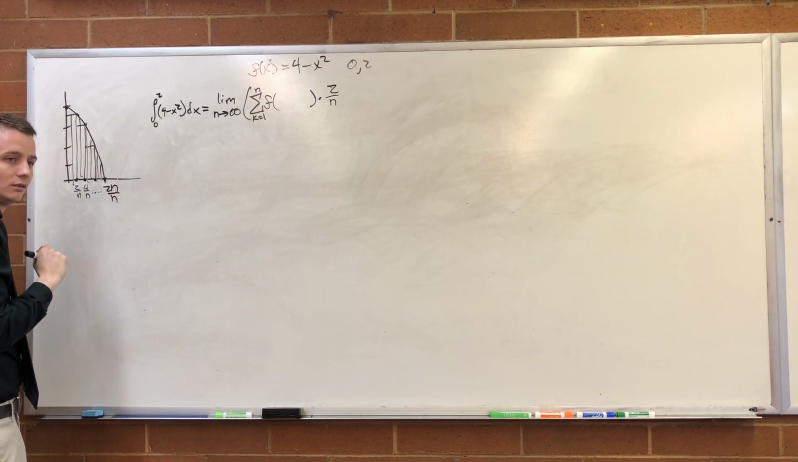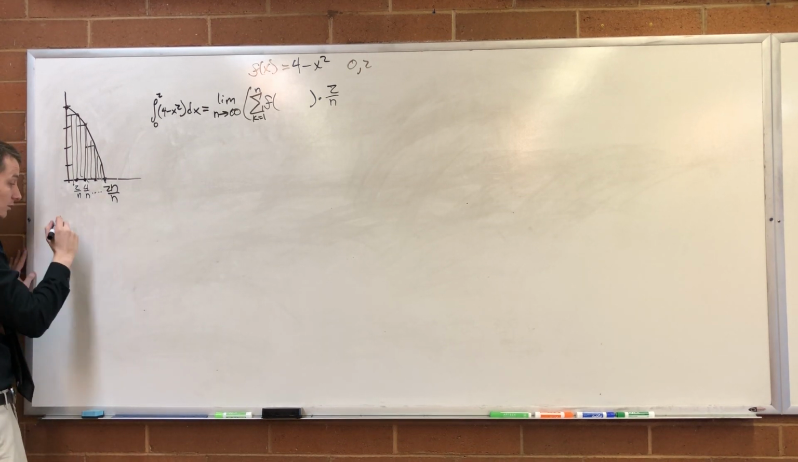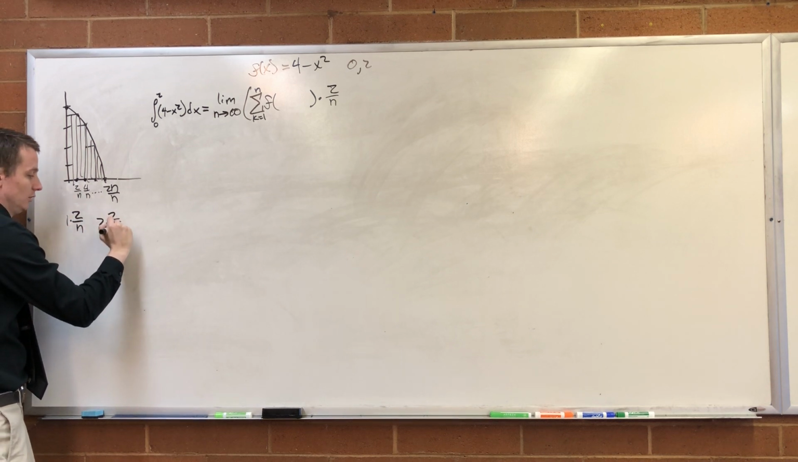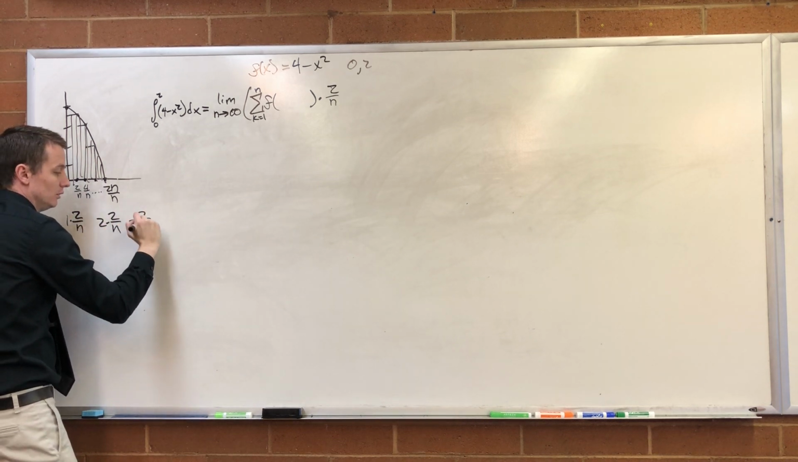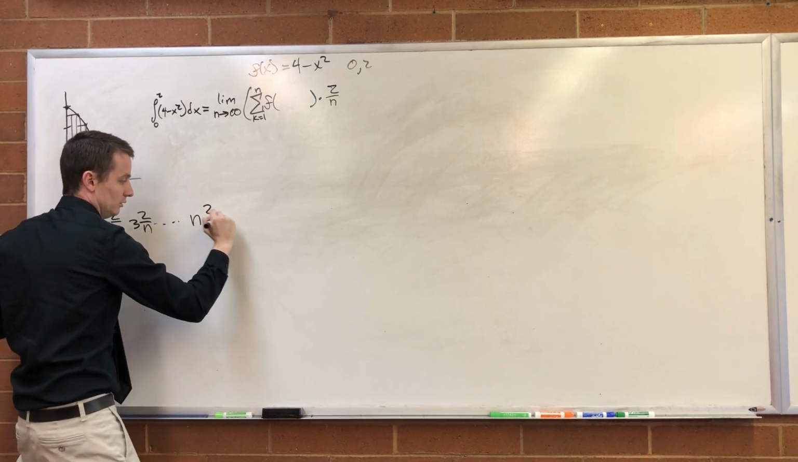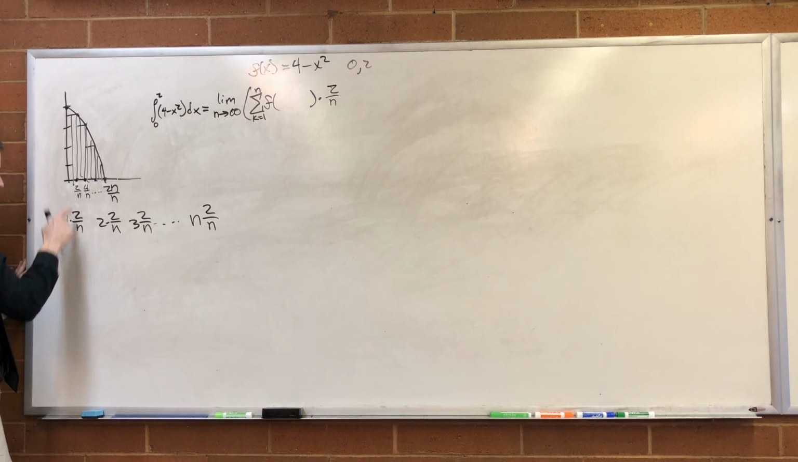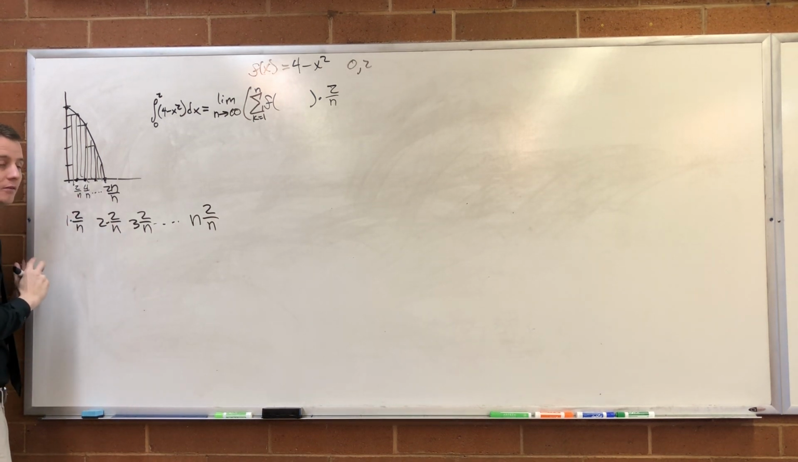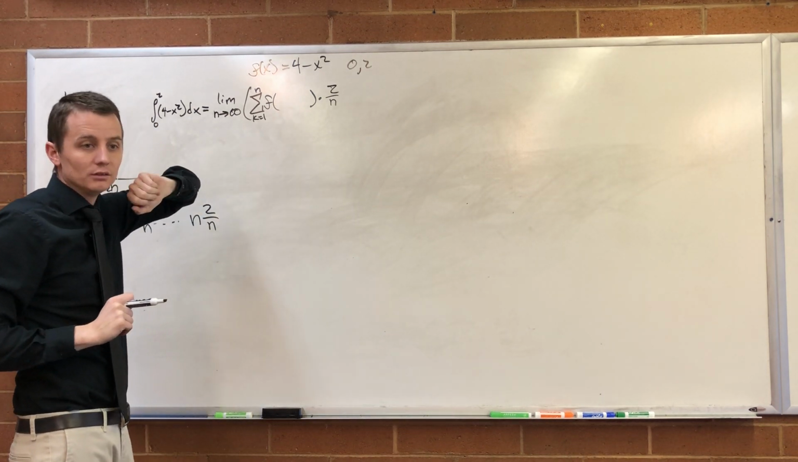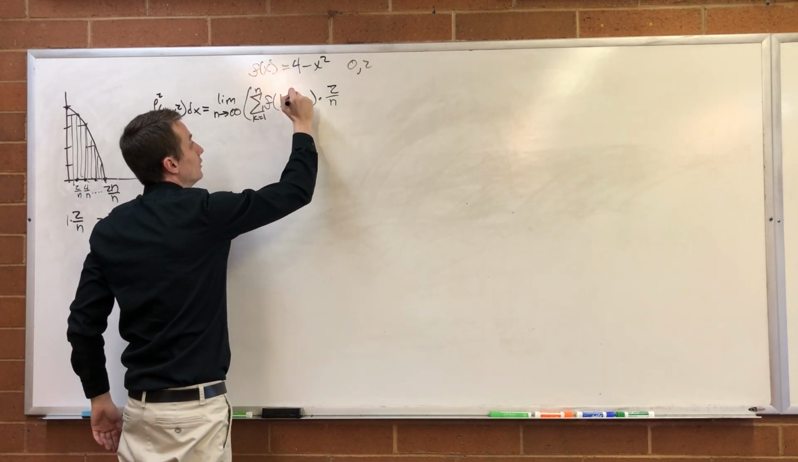So for my first rectangle, for my second rectangle, for my third rectangle, and for my nth rectangle, that was my right-hand point. Just rewriting these exact numbers. So for my kth rectangle, what is the right-hand point? k times 2/n.